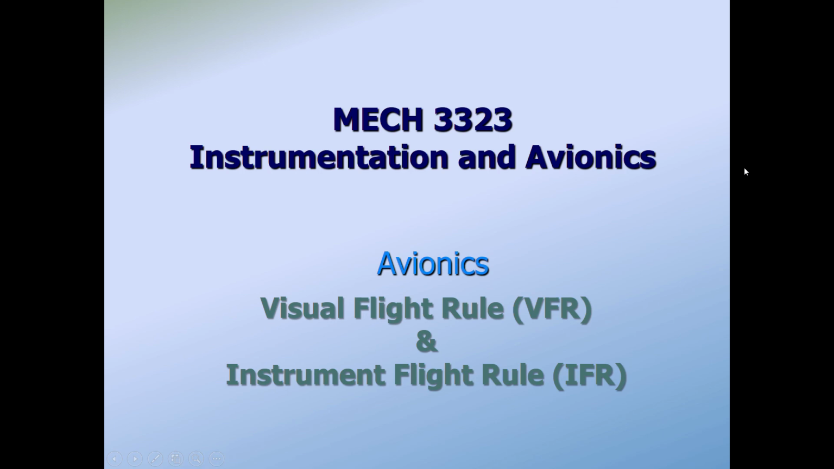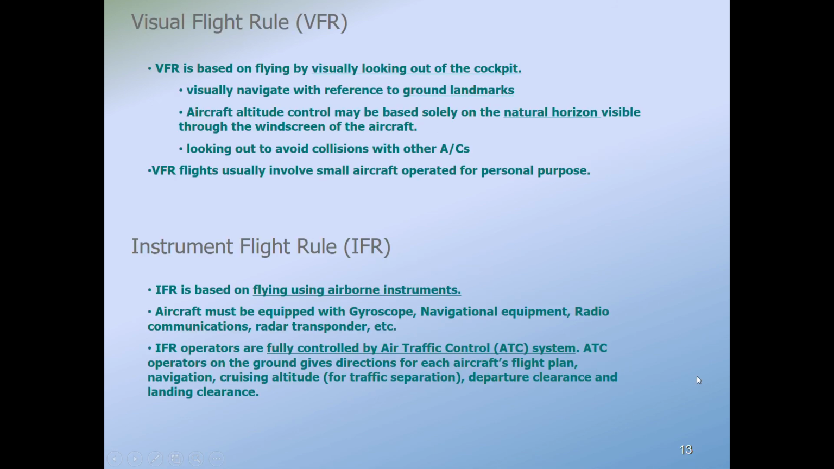Okay, now let's cover this part. Visual flight rules, we say VFR, and instrument flight rules, IFR. Visual flight rules, VFR, is based on flying by visually looking out of the cockpit. So visually navigating with reference to ground landmarks means the pilot himself is checking outside through the window. And aircraft attitude control may be based solely on the natural horizon visible through the windscreen of the aircraft. Looking out to avoid collision with another aircraft. This is some kind of limitation if you have fog or so on, so that might be a problem to the pilot himself.